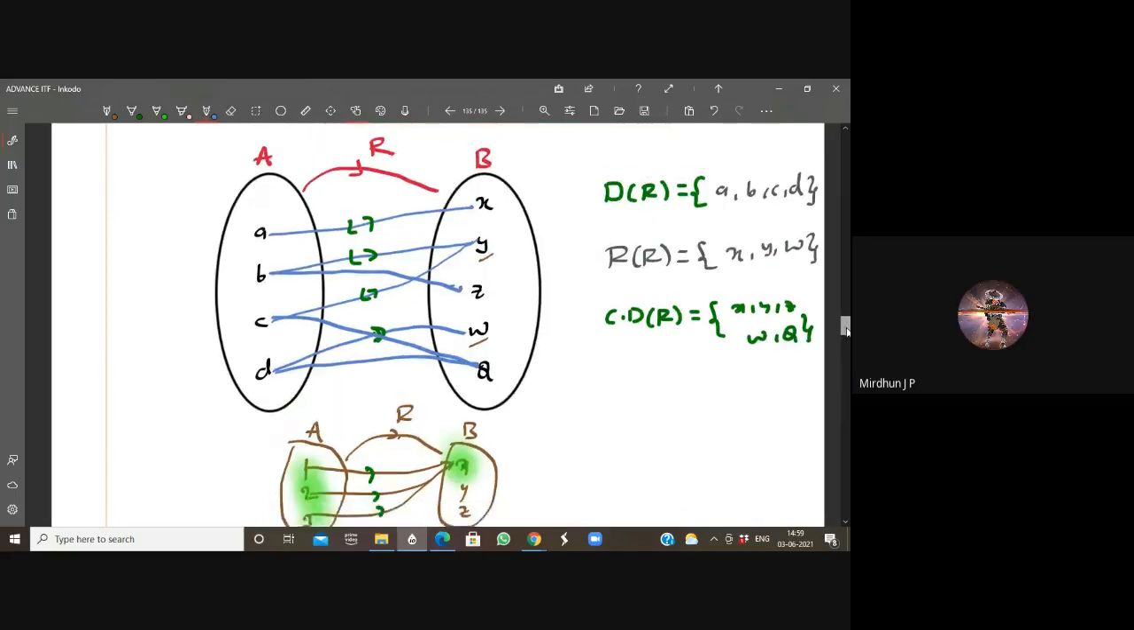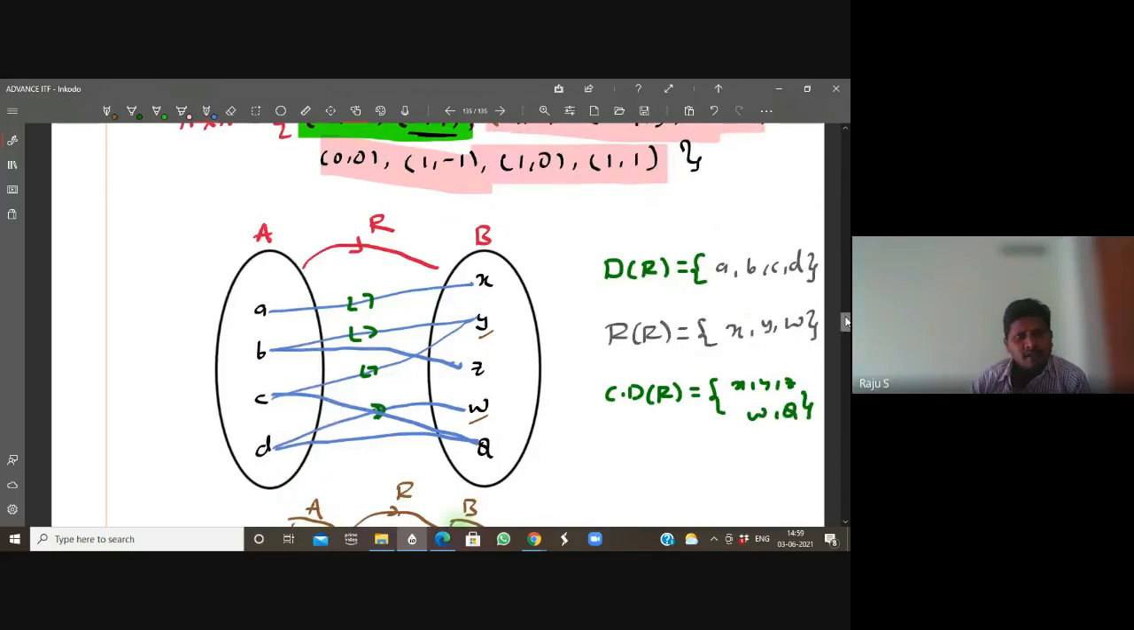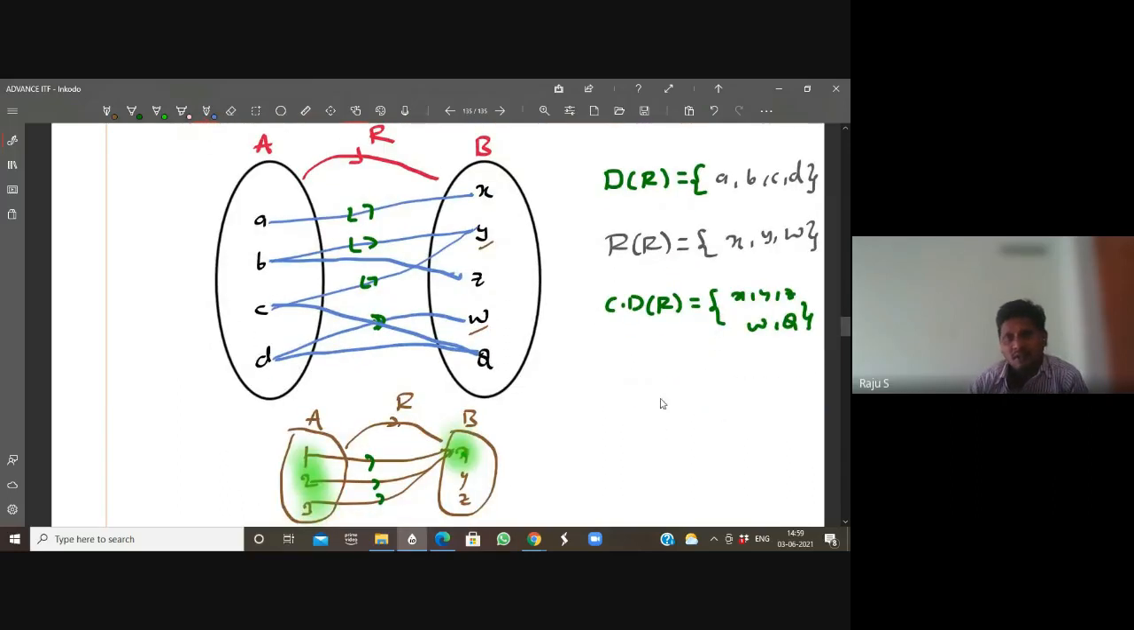Sir, we can say that all functions are relations, but not all relations are functions. Exactly. That is the reason a function is a special case of a relation. Every function is a relation, but every relation is not a function. Understood? Every function is always a relation, but every relation is not always a function. Simple.